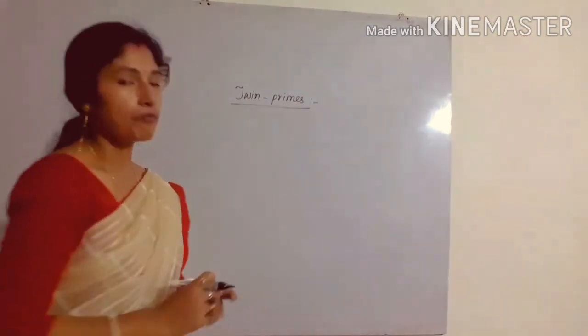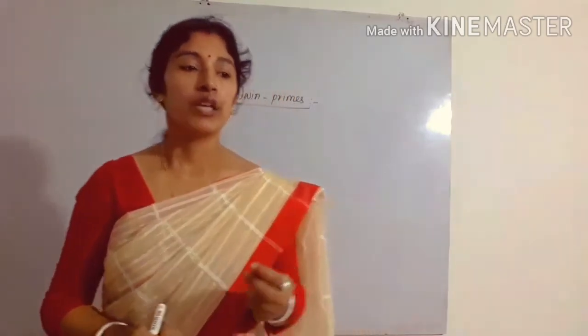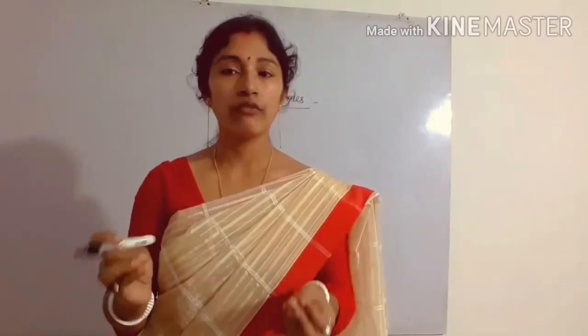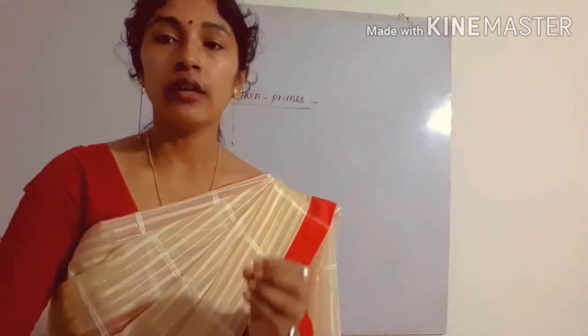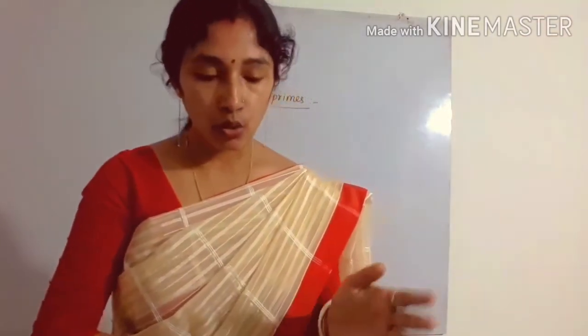Next is twin primes. What are twin primes? See, two prime numbers with only one gap between them. For example, 3 and 5. 3 and 5 are called twin primes because after 3 we have one gap and then after that we have 5. 3 and 5 are both prime numbers, but between them there is only one gap, so they are called twin prime numbers. You can write the definition: a pair of prime numbers with only one gap between them are called twin primes. Other examples are 17 and 19.